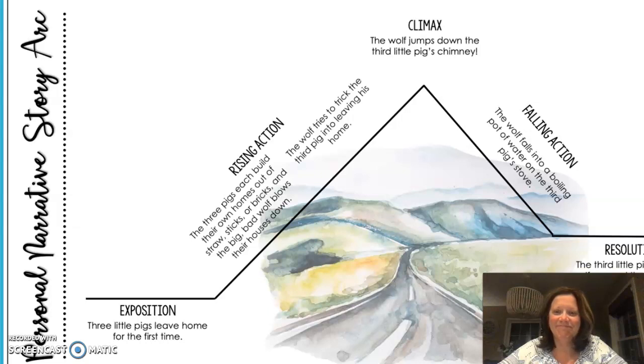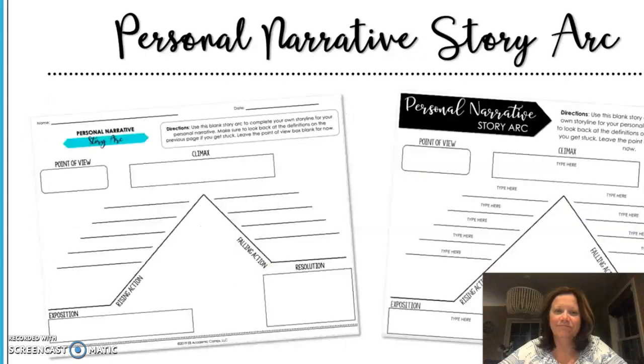And so now that you've selected your narrative topic, we've reviewed a typical story arc, you're going to use the blank story arc provided to complete your own storyline for your narrative. So here you'll see the print version on the left and the digital version on the right. They both have the same exact information on them. So you'll complete this personal narrative story arc, and you'll use this to really make sure that you include all of the different elements included in the storyline.